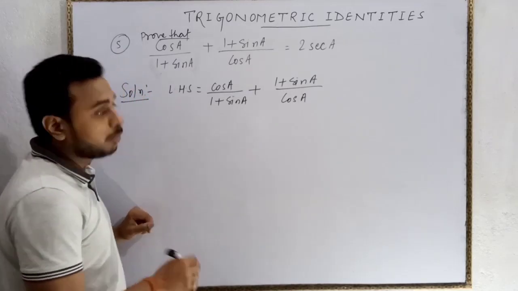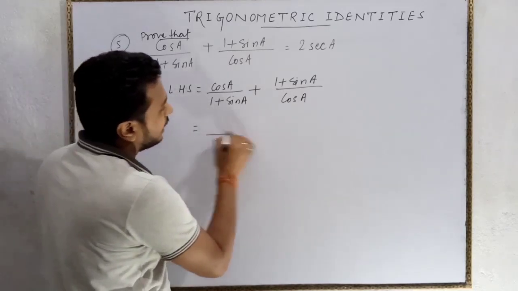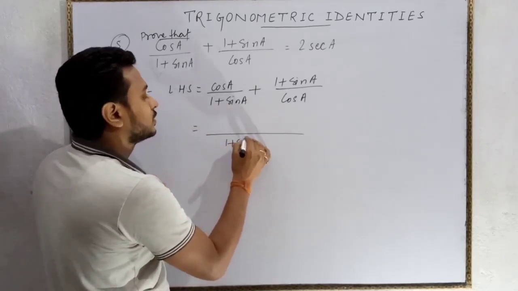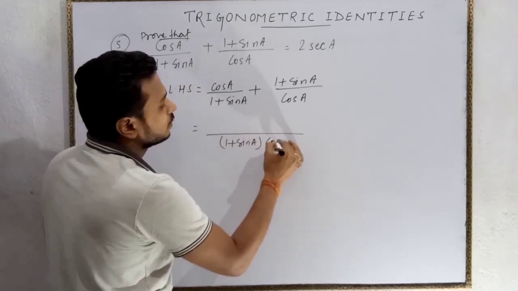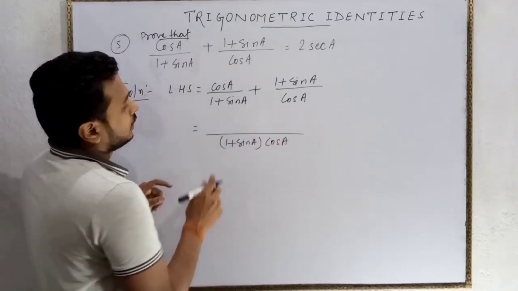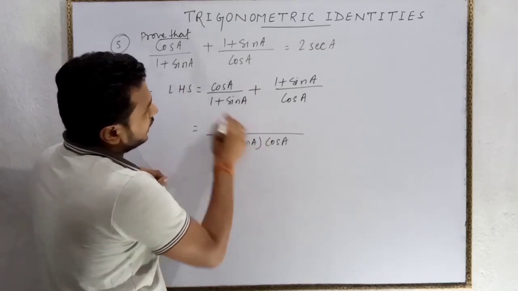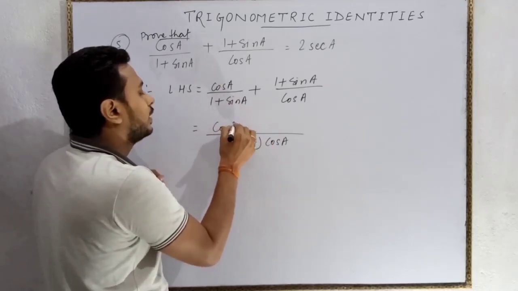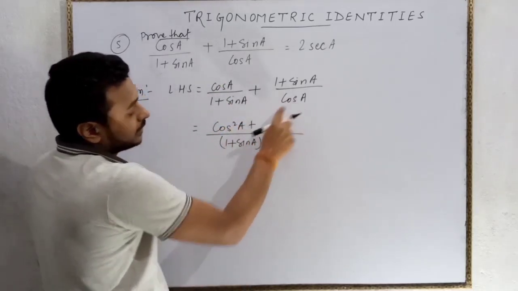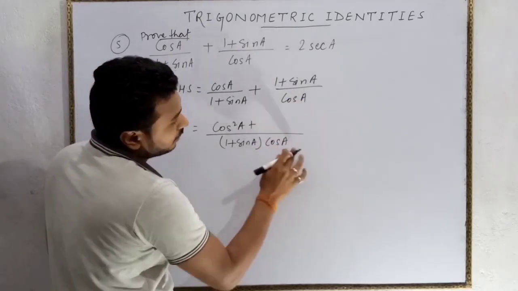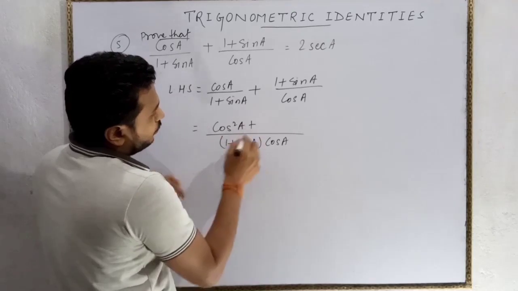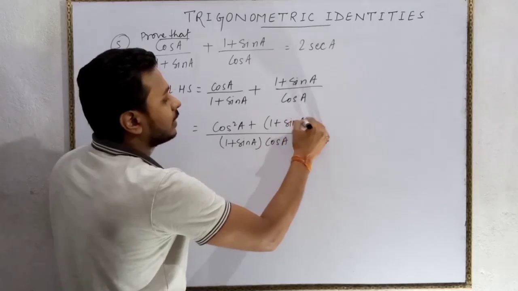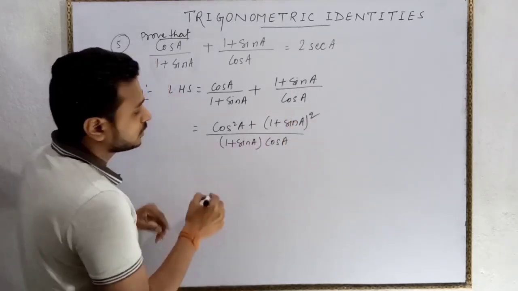To solve this problem, at first we have to take the LCM of the denominators of both the fractions. The LCM is 1 plus sin A into cos A. Then 1 plus sin A, 1 plus sin A cancel. The rest is cos A into cos A, cos square A. Then we will multiply 1 plus sin A into 1 plus sin A. Then we will get (1 plus sin A) whole square.